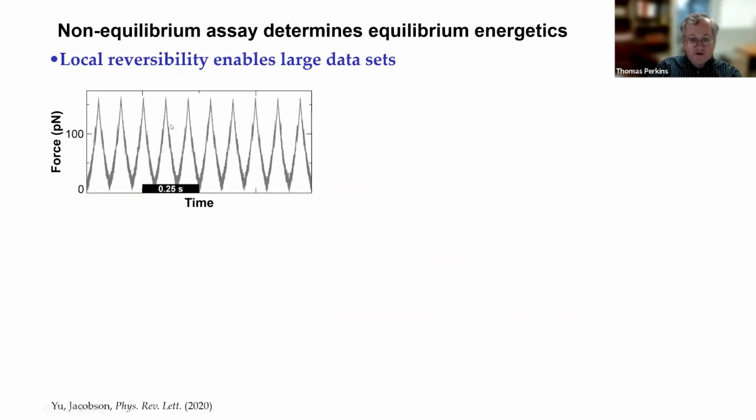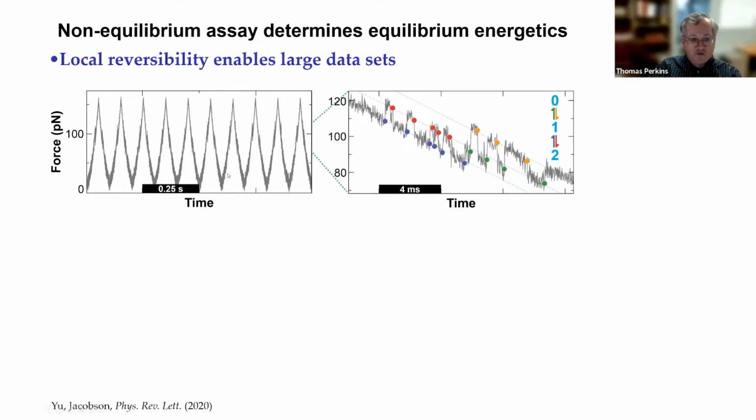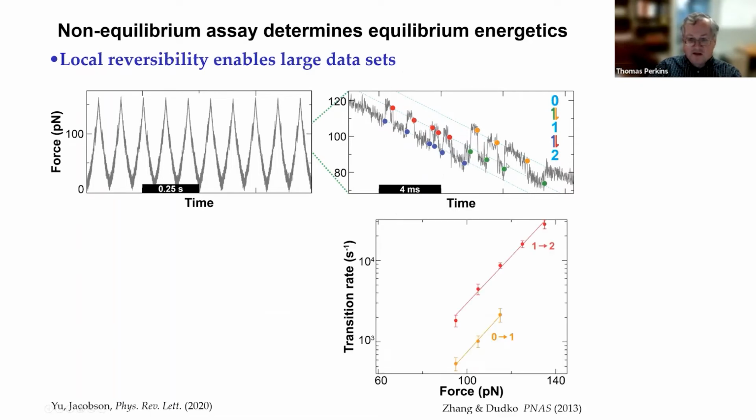Now, what we wanted to do is get energetics, and there are a number of ways in which we can do this. Perhaps our favorite these days is using a non-equilibrium assay to determine equilibrium energetics. What we do here is unfold and refold, and then analyze all the unfolding dynamics. So there are lots of transitions here. So it's a very information-rich type of assay. And then we use an analysis developed by Olga Dudko, because it's a coupled system, to determine the transition rate as a function of force.